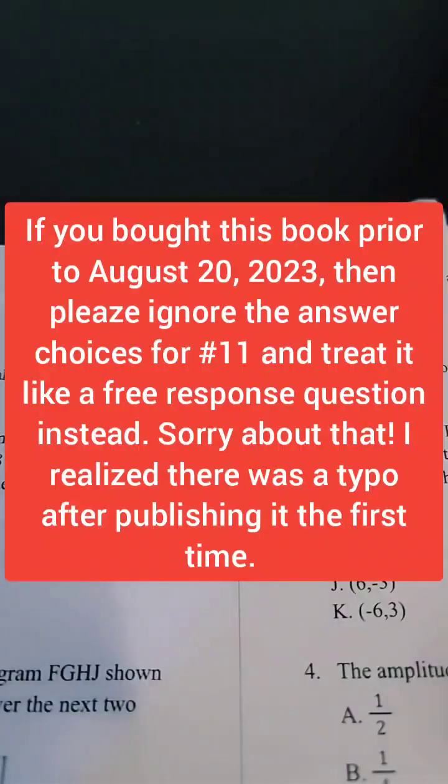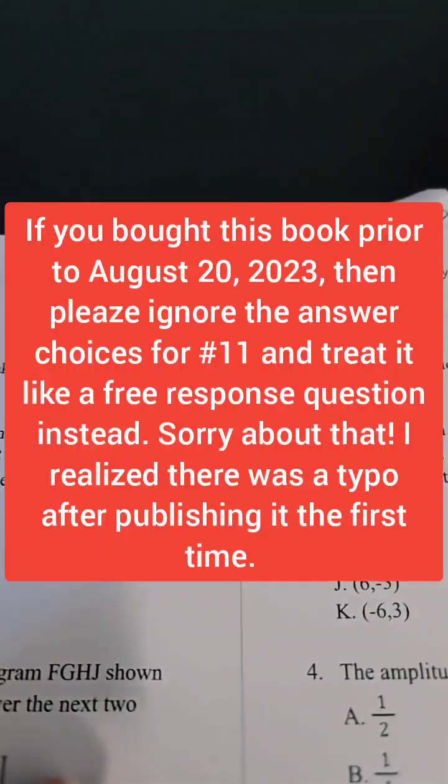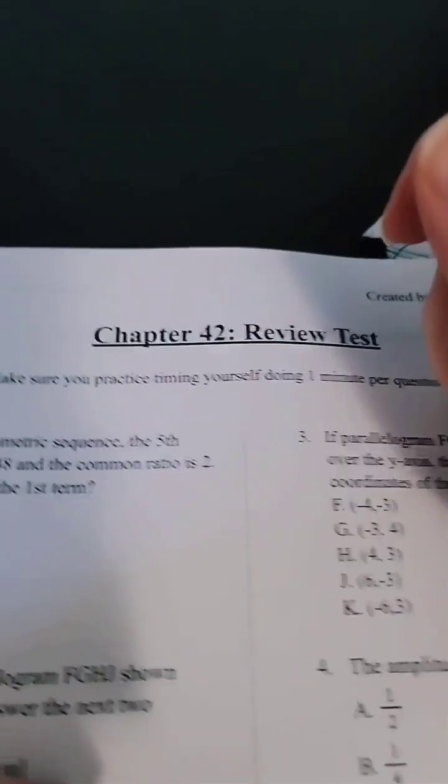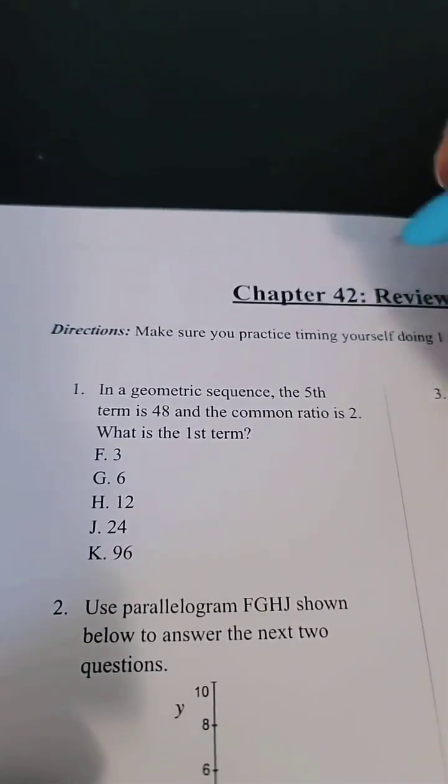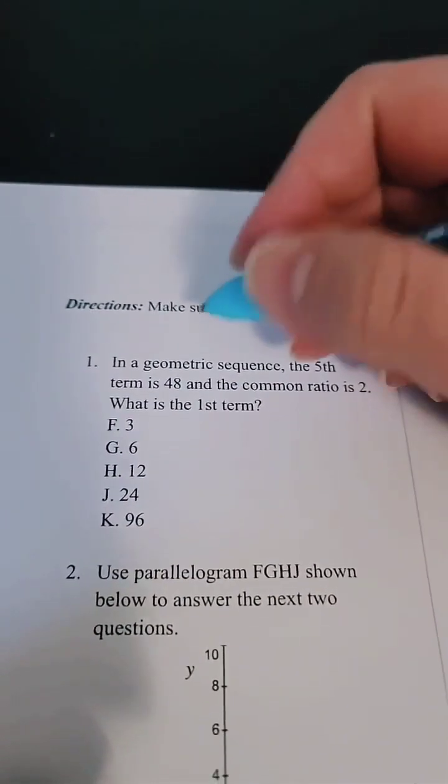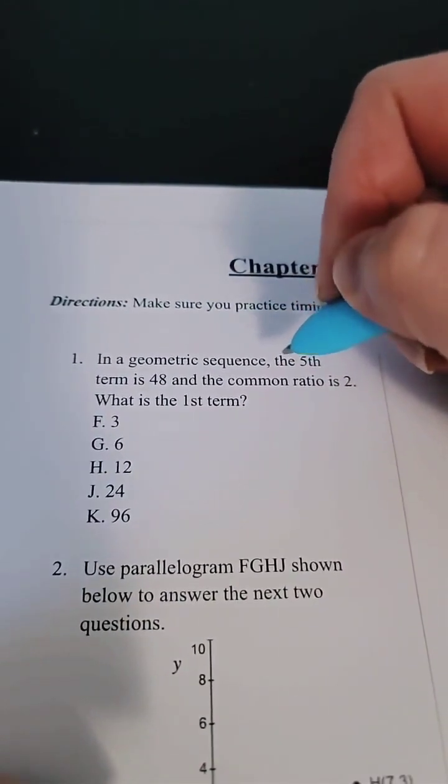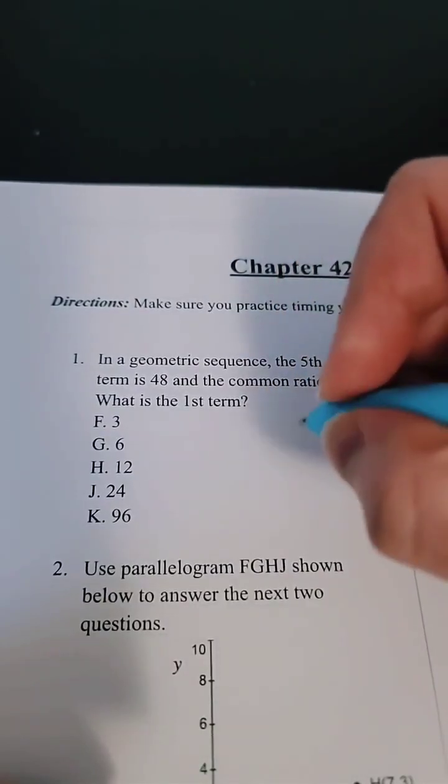We are doing chapter 42 of my new book, Overcoming ACT Math, and this is the review test chapter, so that's what we're going to do to get started. Number 1 says, in a geometric sequence, the fifth term is 48 and the common ratio is 2. What is the first term?